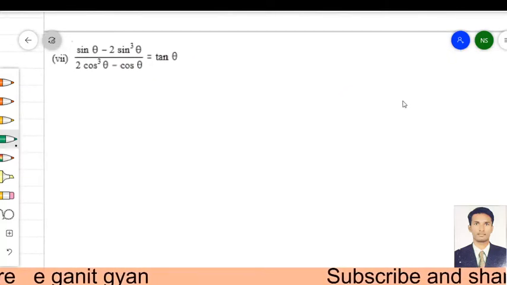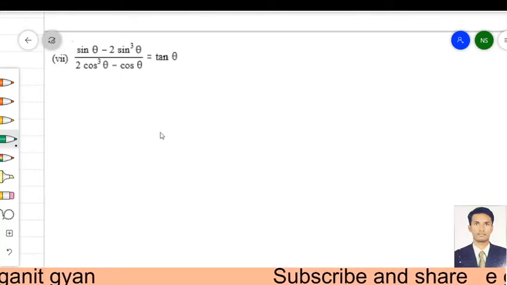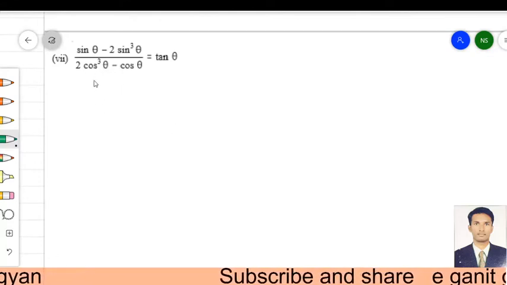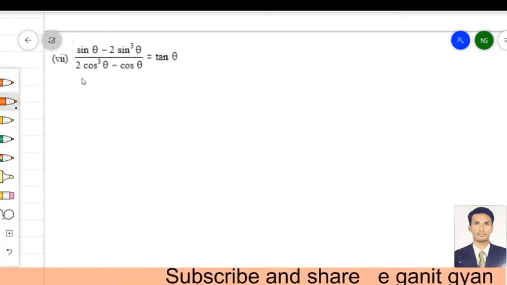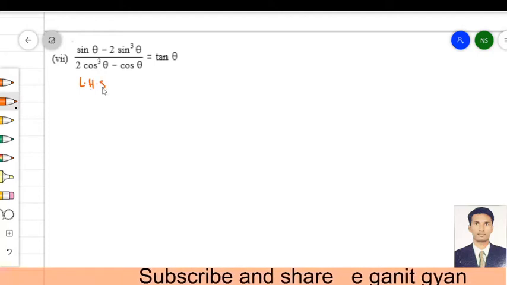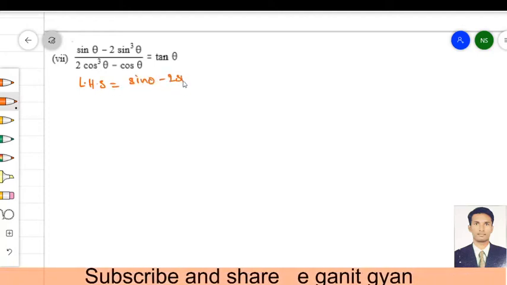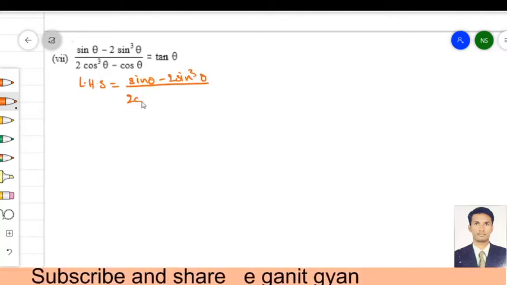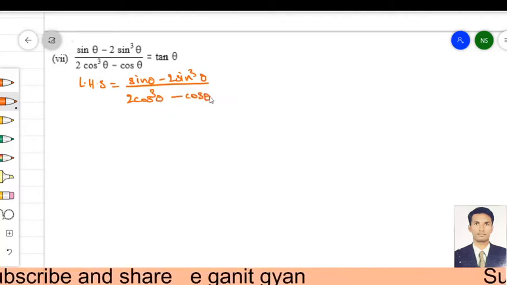Yes, this question has also been repeated many times in the board exam for 2 marks and 3 marks. Let us take the left hand side here. What did they give on the left hand side in the question? Sin theta minus 2 sin cube theta divided by 2 cos cube theta minus cos theta.